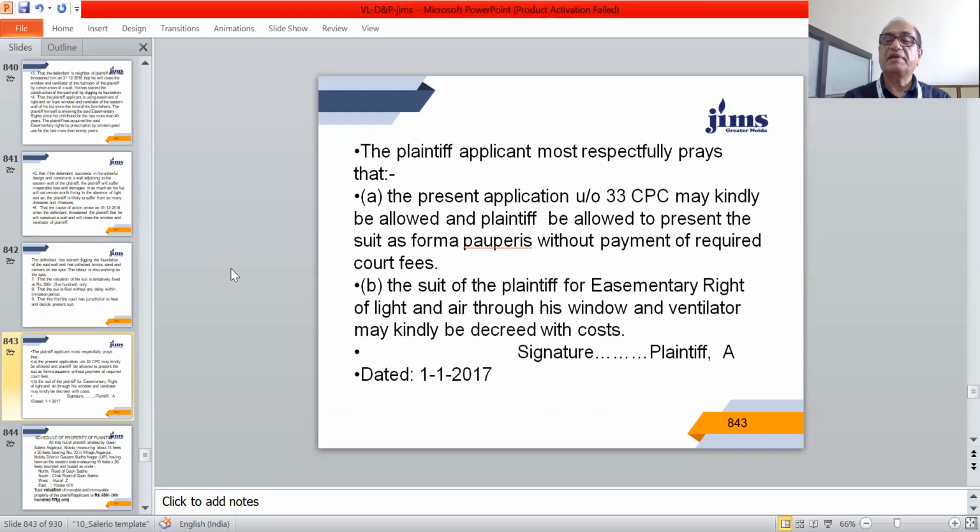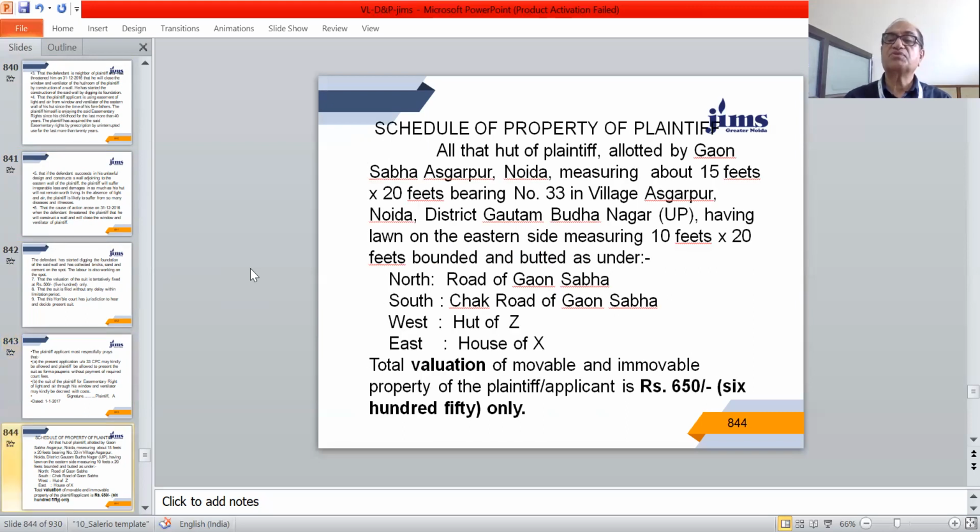Now, plaintiff applicant will put his signatures on this application, and the date of application is also to be drafted like here: 1/1/2017. Then you are supposed to write down the schedule of the property of plaintiff. All that hut of plaintiff allotted by Gaon Sabha Asgarpur, measuring about 15 feet into 20 feet, bearing number 33 in village Asgarpur, Noida, district Gautam Buddha Nagar, UP, having lawn on the eastern side, measuring 10 feet into 20 feet, bounded and butted as above.